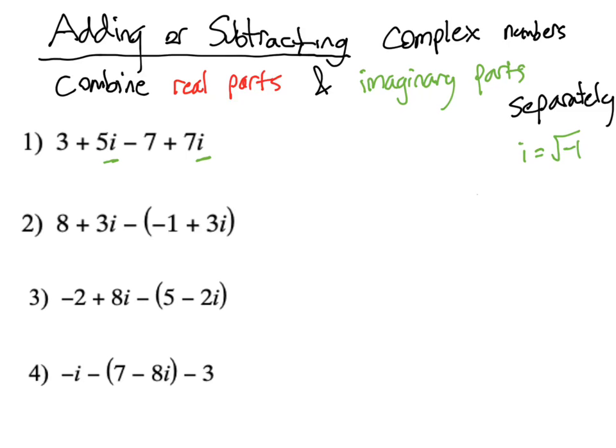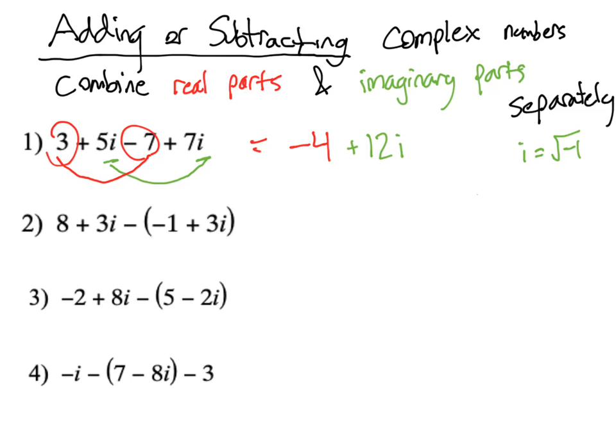But other than that, we can treat this as if it was a polynomial, and we're going to combine together the imaginary parts and combine together the real parts. And we'll keep these two parts separate. So if we do 3 minus 7, that would give us the real component -4, and 5i plus 7i is the imaginary component +12i.